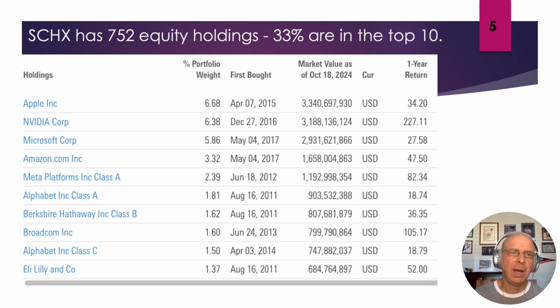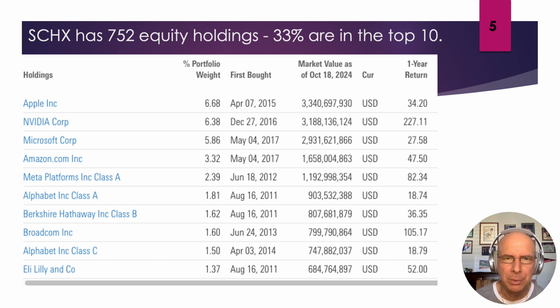Now, SCHX has 752 equity holdings, which are 33% in the top 10. And again, you probably know all these. Apple, 6.68%, followed by Nvidia, and then Microsoft, and then Amazon. There's a big drop-off between Microsoft and Amazon. But you can still look at the one-year returns.